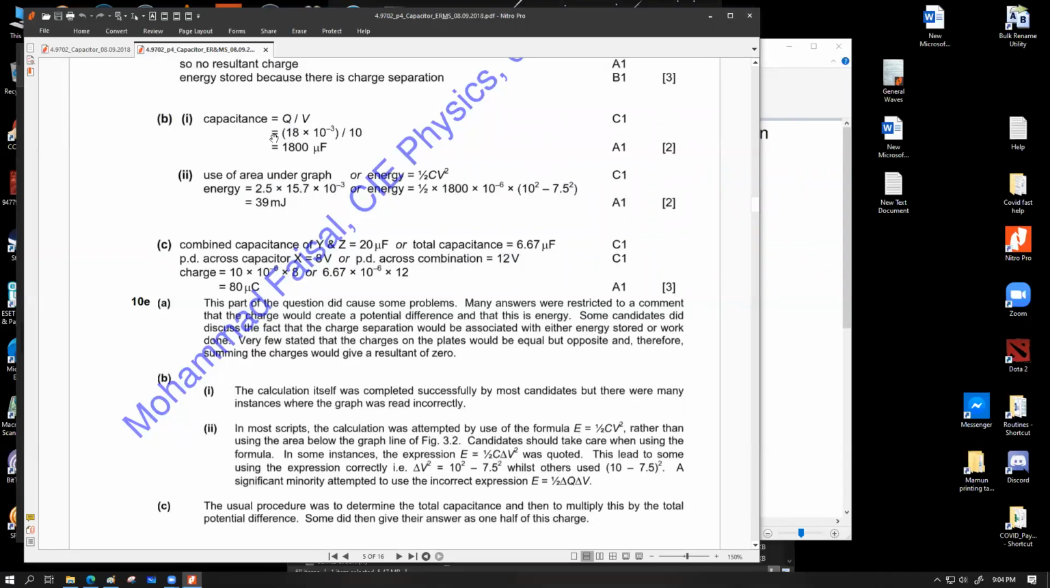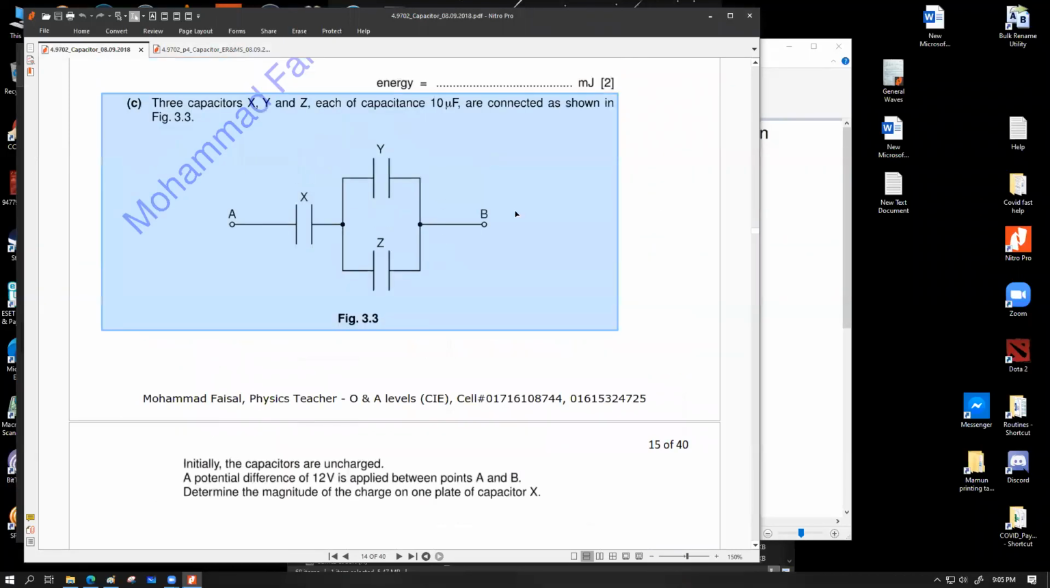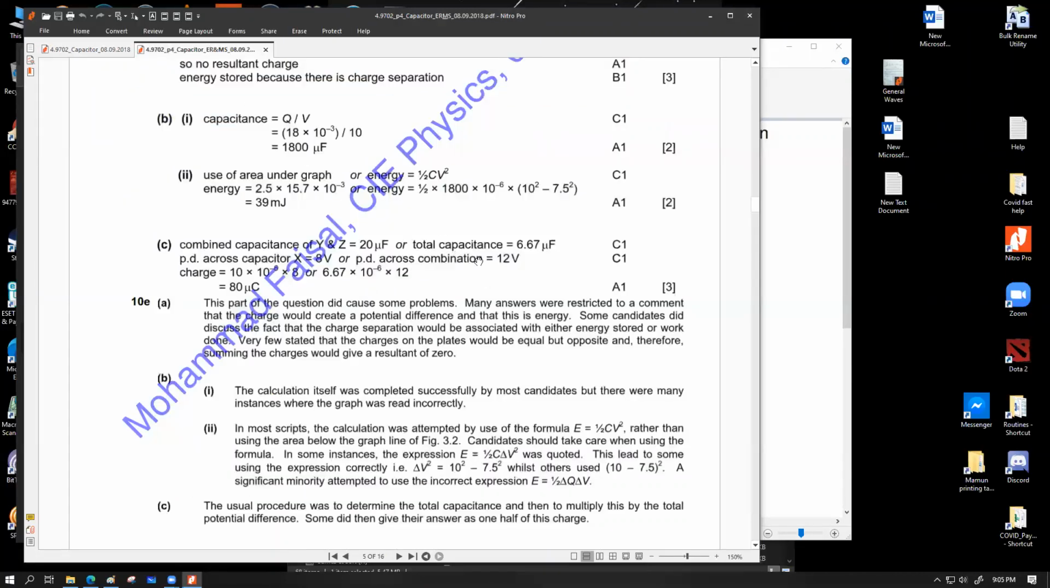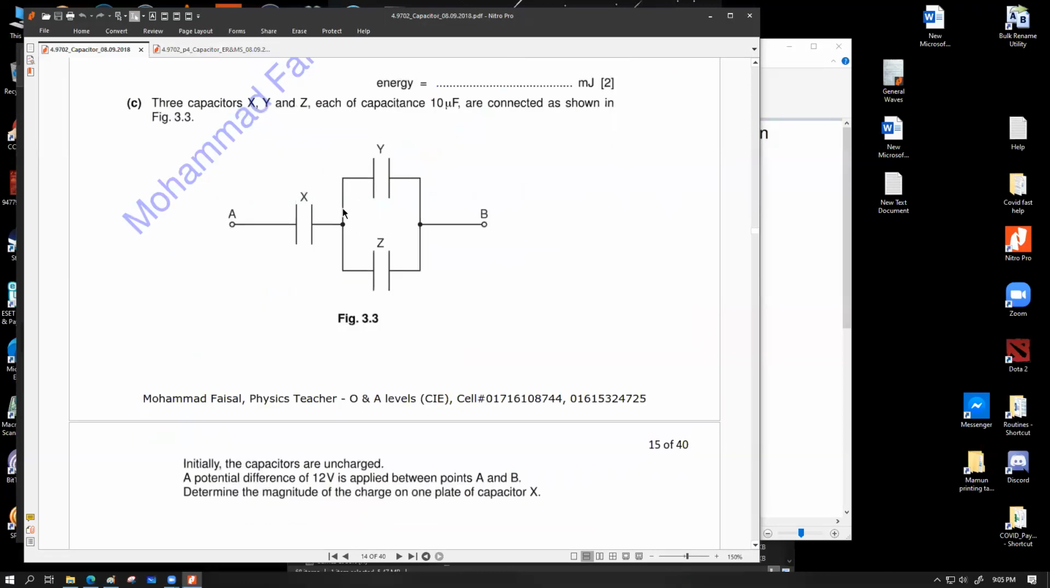But if this was asked to calculate for any plate of Y or Z, then you definitely have to use 4 volt, 4 volt into the capacitance. That should give you the correct answer. Or you could do this entire calculation, then you would have to divide this charge amount by 2, because the X capacitor should have double the charge stored compared to Y or Z in one of its plates.